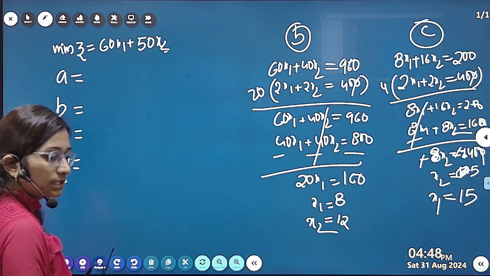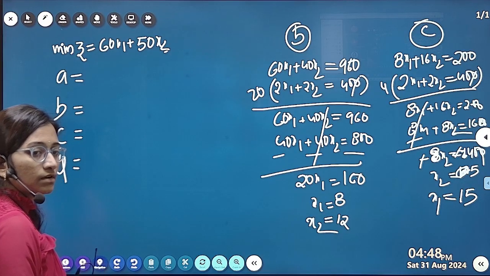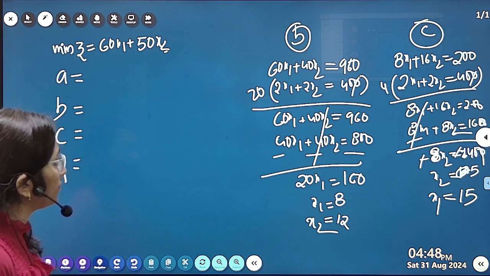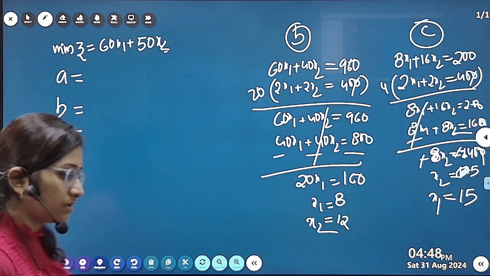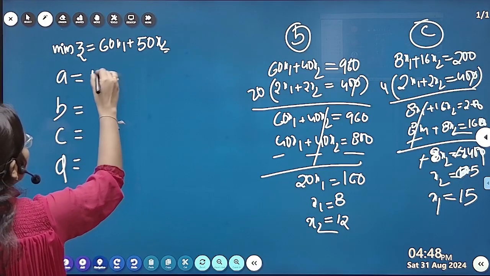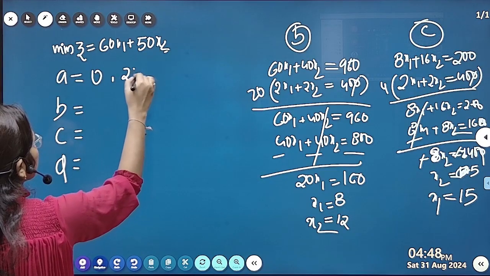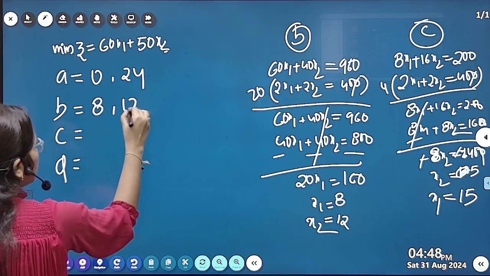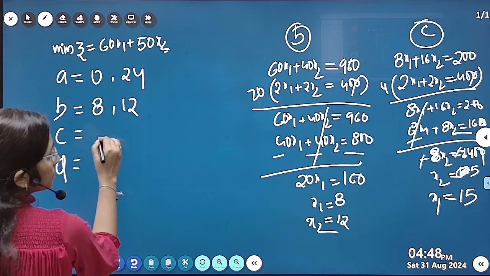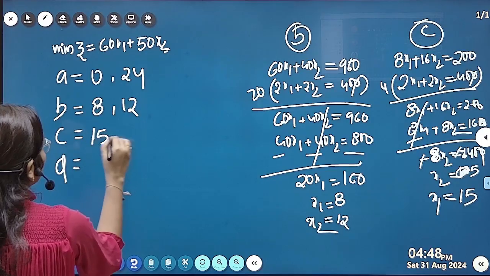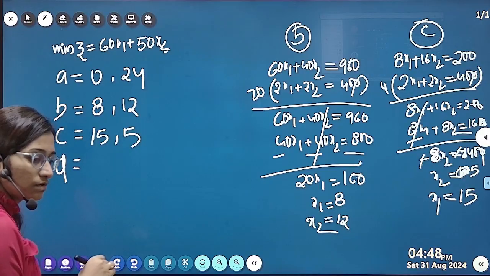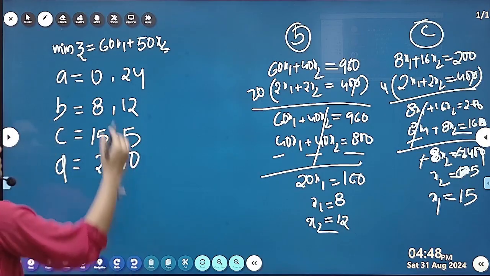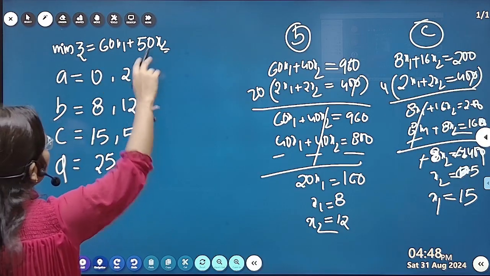What was the value of A? Look at the graph. Have you written those A, B values online? It's 0 and 24. And B value is 8 and 12. What is the value of C? 15 and 5. Next, D value was 25, 0. So put this 0 into 60 and 24 into 50.